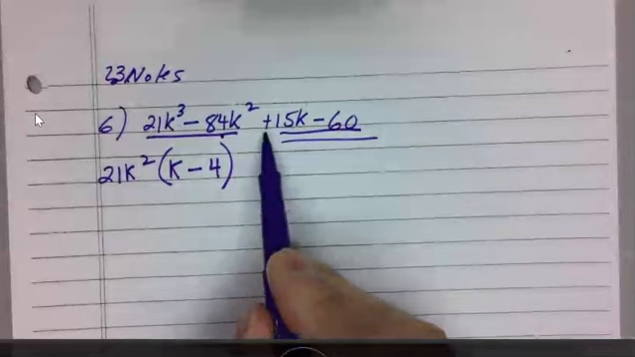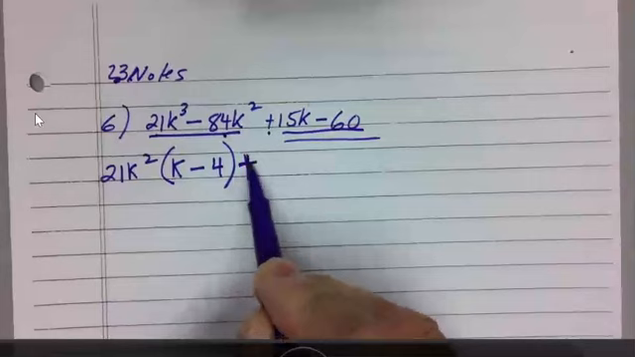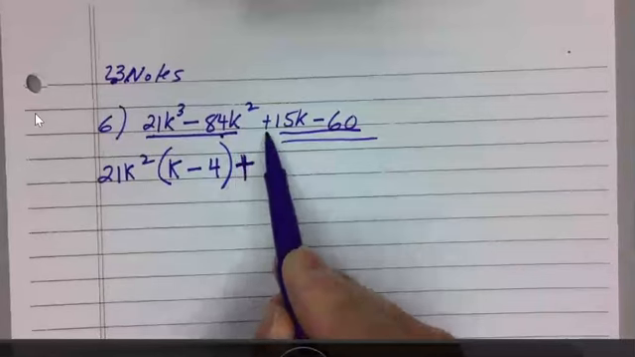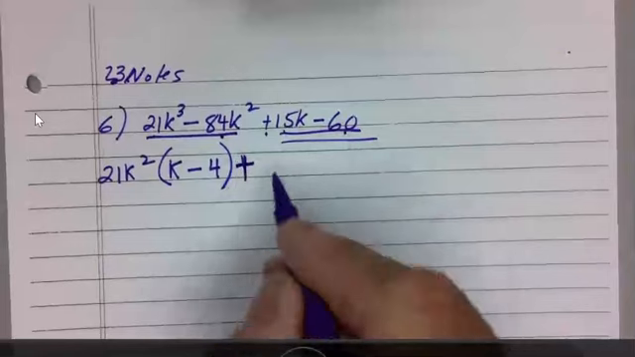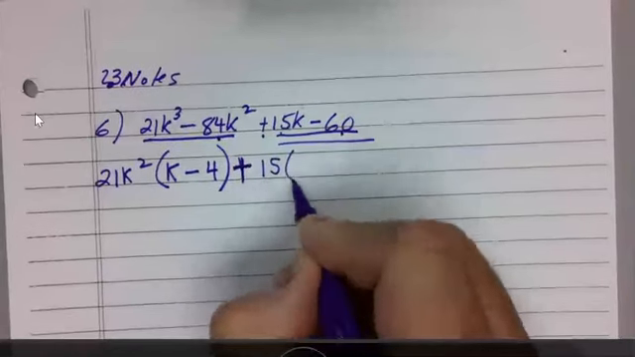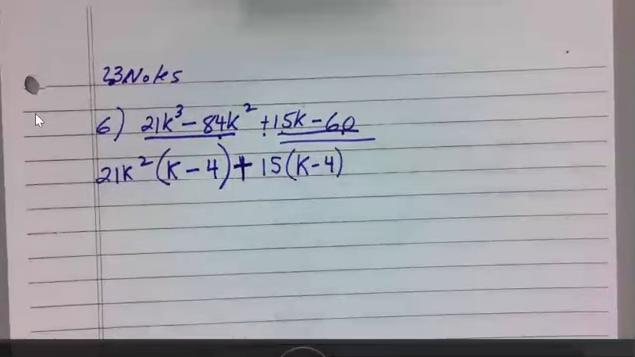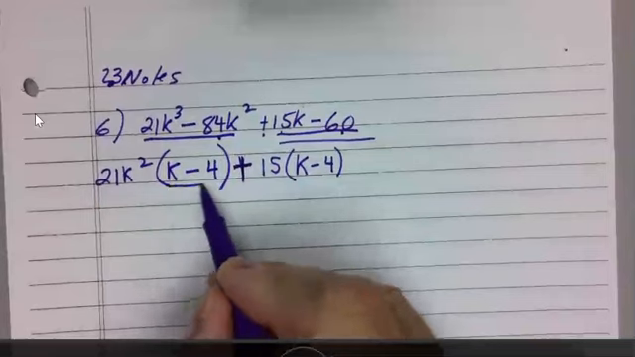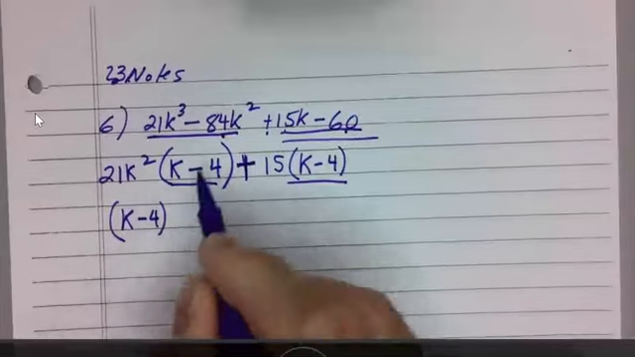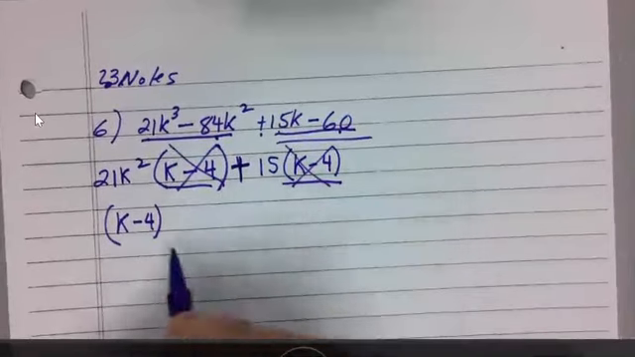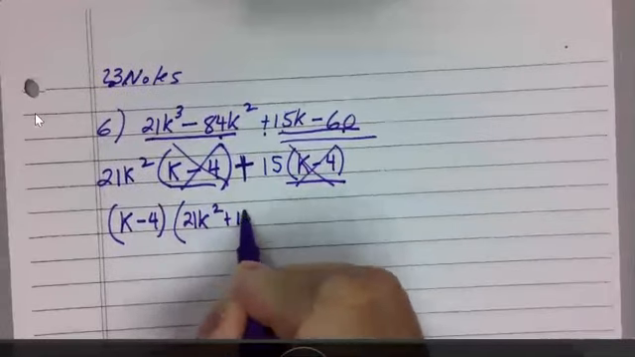Okay, the leading term is a positive, so what are we going to take out this time? A positive. The only time you're going to take a negative out is when that first term's negative. Now, does 15 go into 60? Yes, 4 times. So 15 I'm going to take out, which leaves me k minus 4. Agreed? Okay? So these two are the same. So I can factor them out. And then what's left over is 21k squared plus 15.